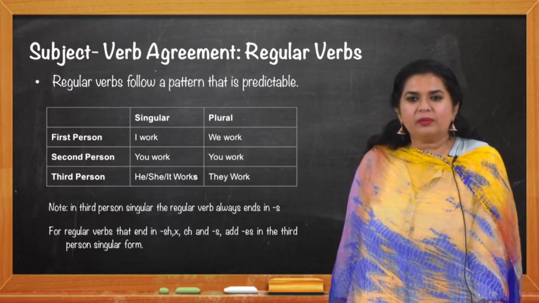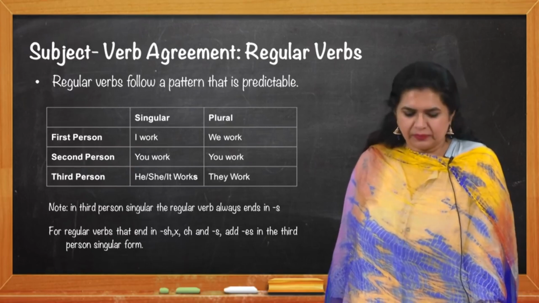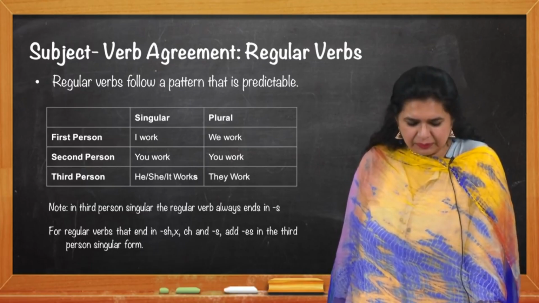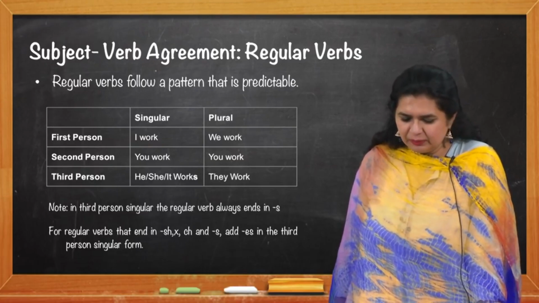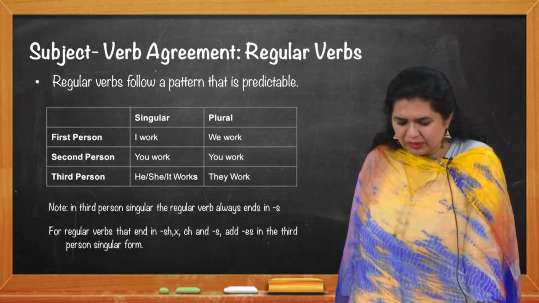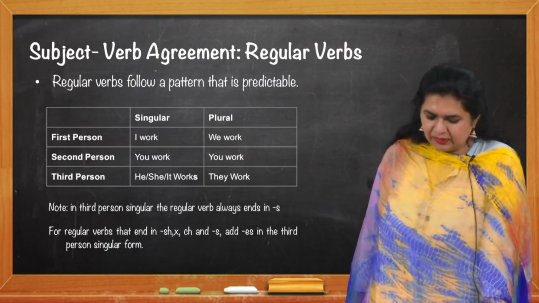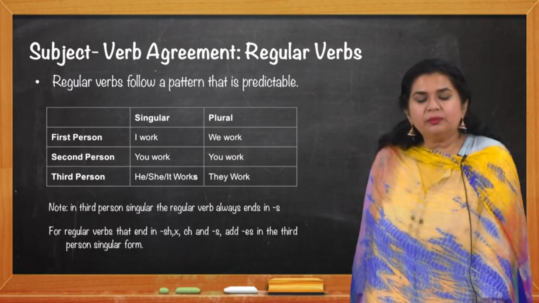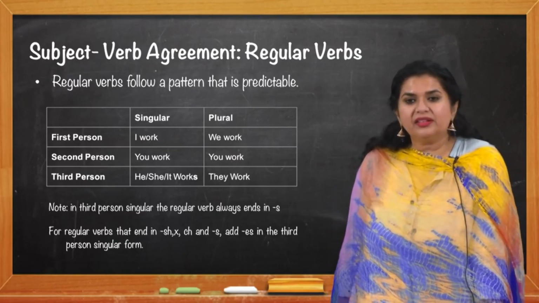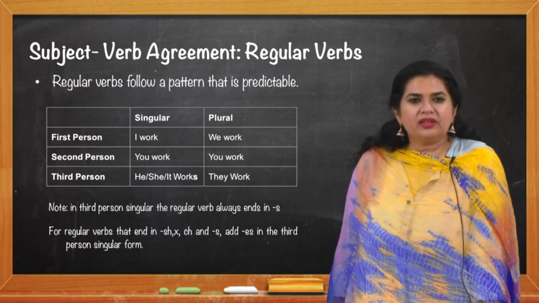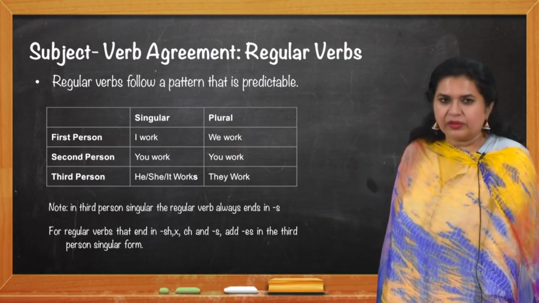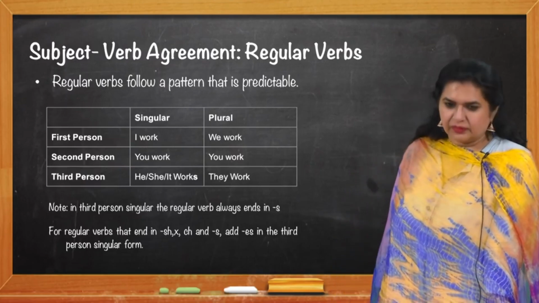Now, let us look at subject verb agreement and regular verbs. Regular verbs follow a predictable pattern. First column, first person, second person, third person, and then you look at the singular and plural. I work, we work, you work, he, she, it works, and they work. Okay? And then notice you are given a very important rule: in third person singular, the regular verb always ends in s. Binny manages, John writes, Mary reads, Shirley walks, mother cooks.